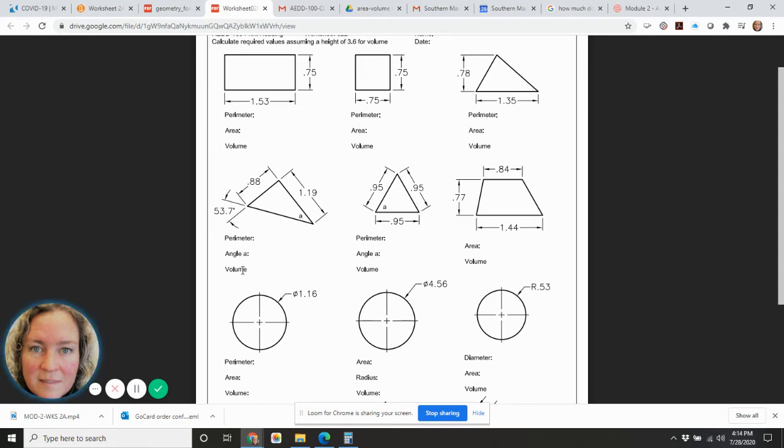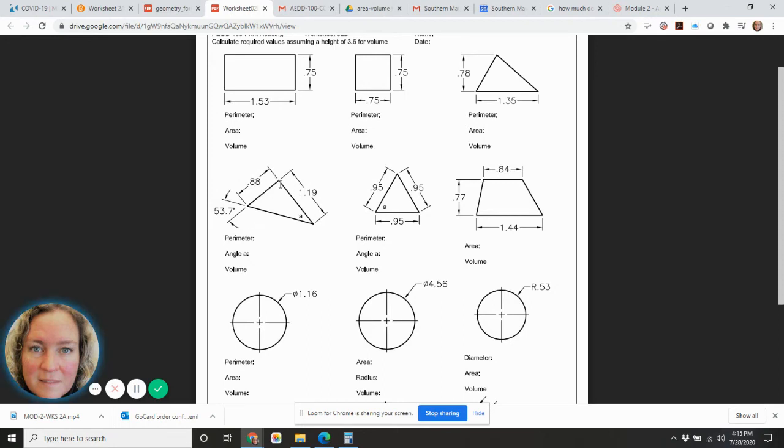We can also get the perimeter and volume, because we can use the Pythagorean theorem. If this is a 90-degree angle, A squared plus B squared equals C squared. So I can calculate the length of the C side and add those lengths up and get the perimeter.